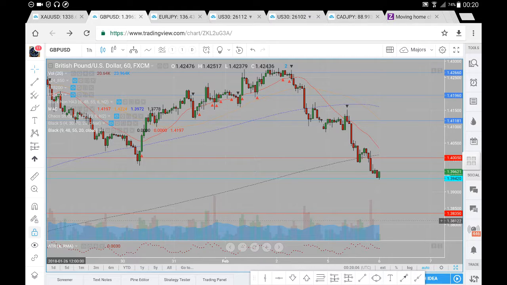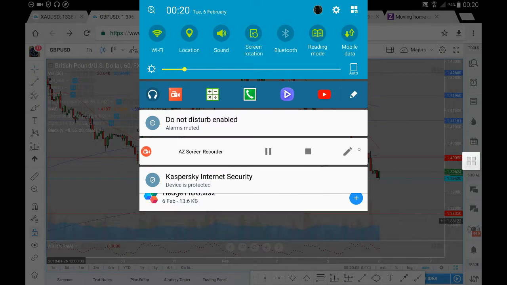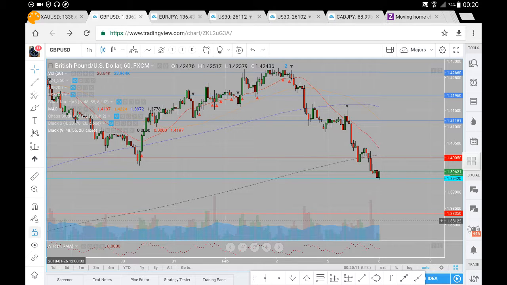So this is a pound dollar analysis for Tuesday, the 6th of February. Now, let's have a look at what happened in prices and where prices may likely go.